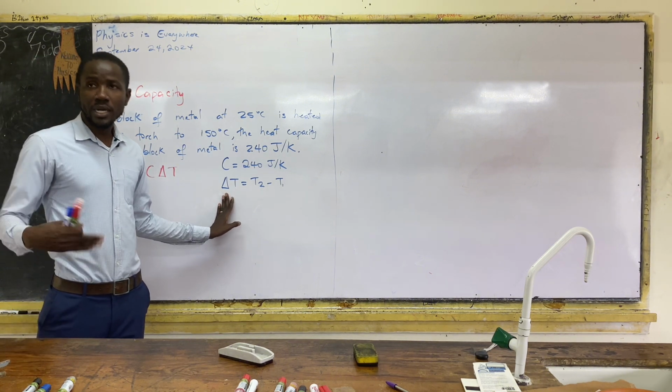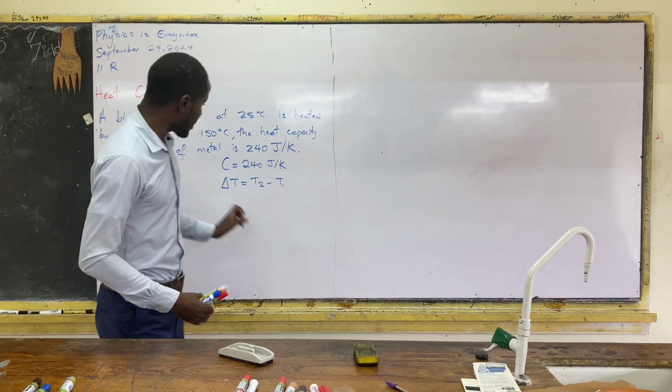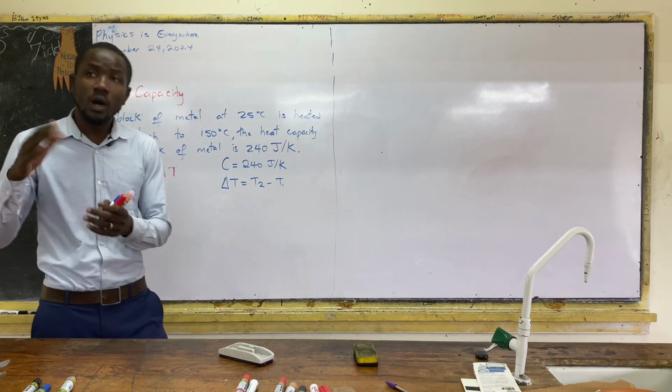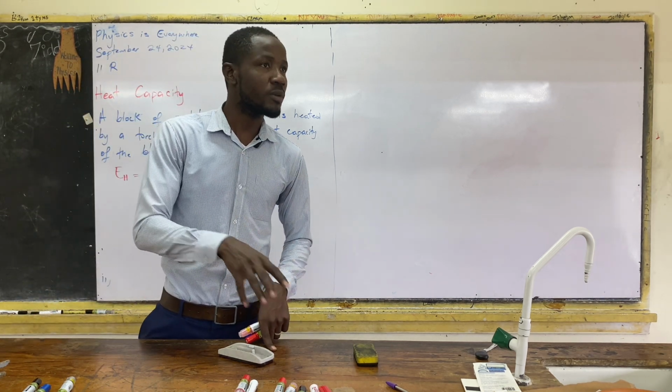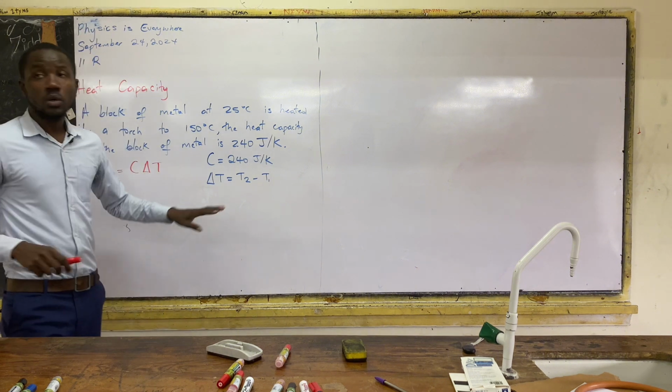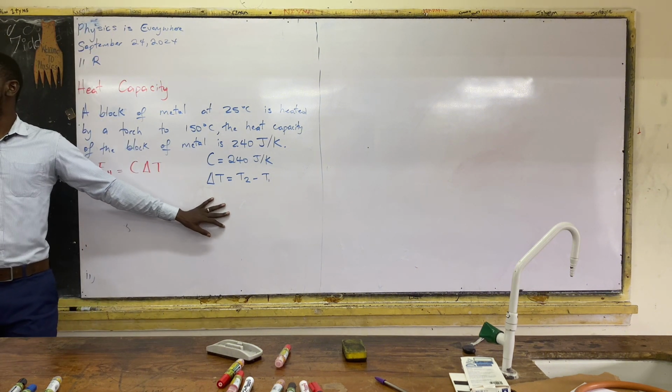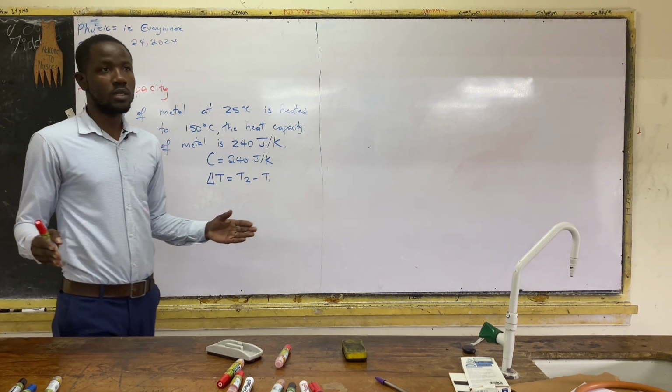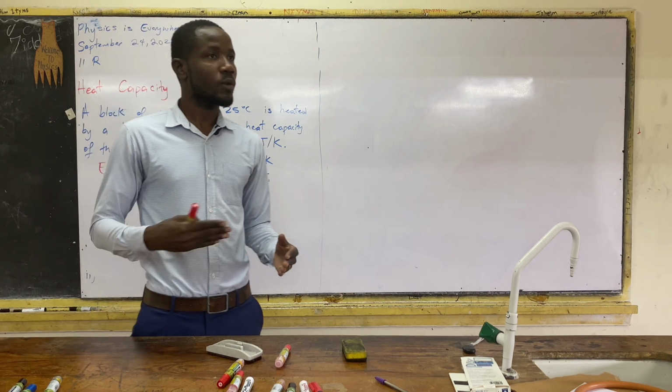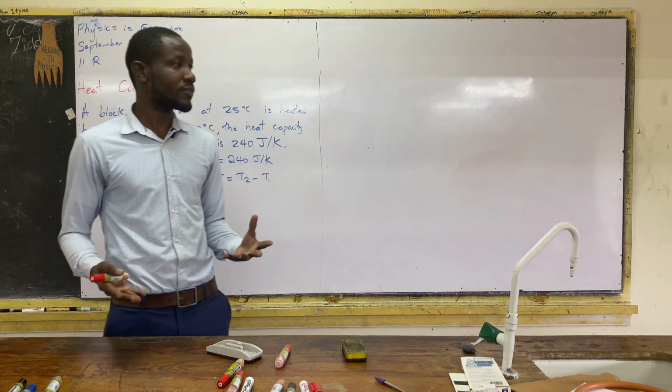So again, students, all we're finding with delta T is just a change in temperature. So always remember to subtract the smaller from the larger. Just always remember to take away the smaller from the larger when you're finding the change in temperature. That's all we have to do.